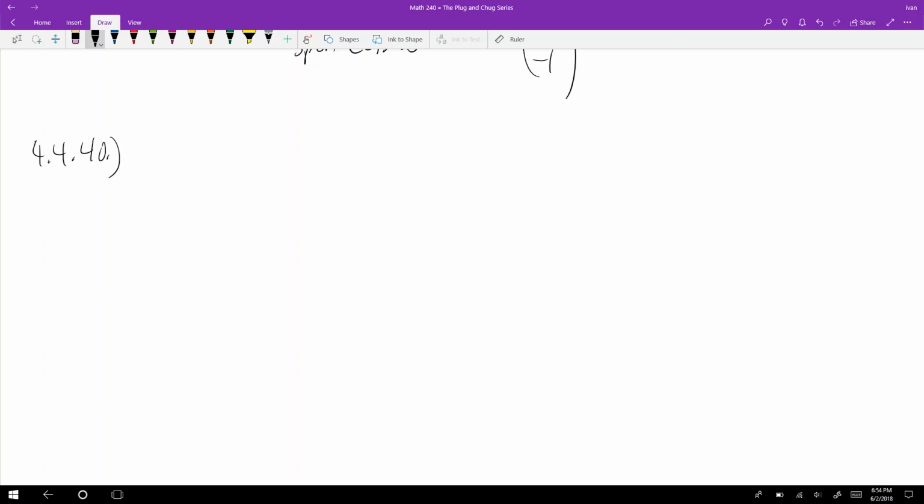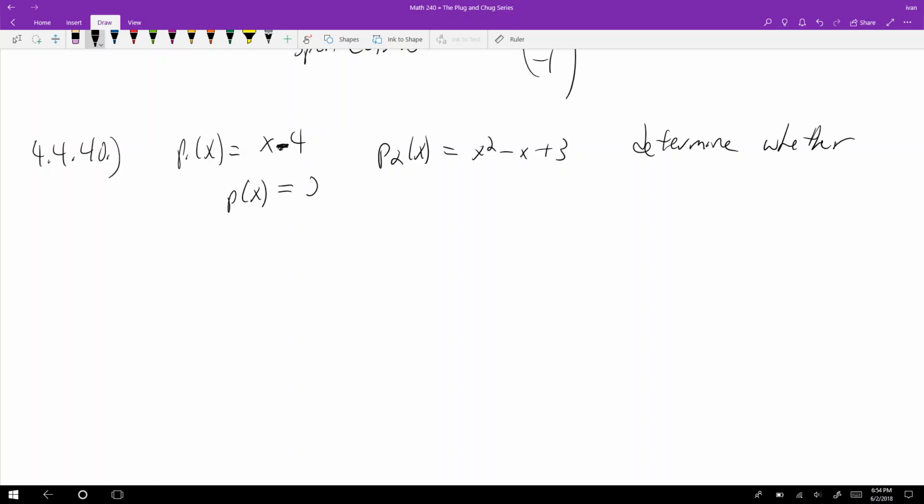Okay, so this is 4.4.40, and the problem is this. If p1(x) is equal to x minus 4, and p2(x) is equal to x squared minus x plus 3, determine whether p(x) is equal to 2x squared minus x plus 2 lies in the span of p1 and p2.